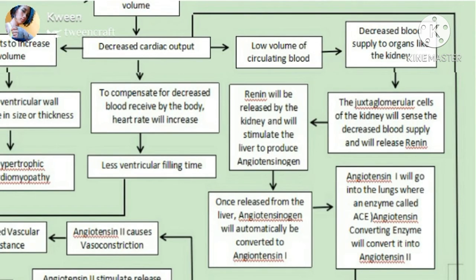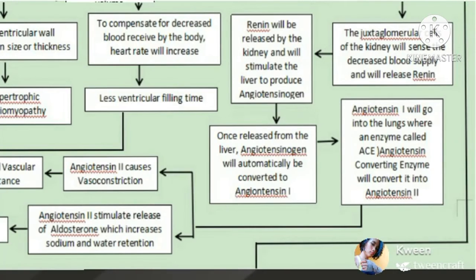Renin will be released by the kidney and will stimulate the liver to produce angiotensinogen hormone. Once released from the liver, angiotensinogen will automatically be converted to angiotensin 1. Angiotensin 1 will go into the lungs where an enzyme called ACE or angiotensin converting enzyme will convert it into angiotensin 2. Now, the direct effect of angiotensin 2 is vasoconstriction.